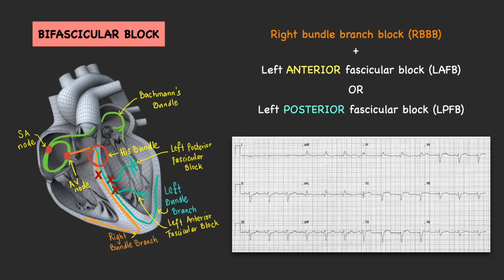Next would be bifascicular block. A bifascicular block is a conduction abnormality in the heart where two of the three main fascicles of the His-Purkinje system are blocked. Most commonly, it refers to a combination of right bundle branch block and either left anterior fascicular block or left posterior fascicular block, with the former being more common.